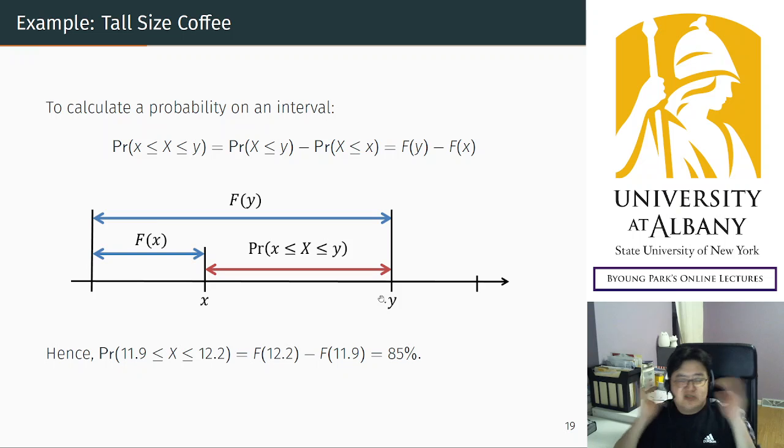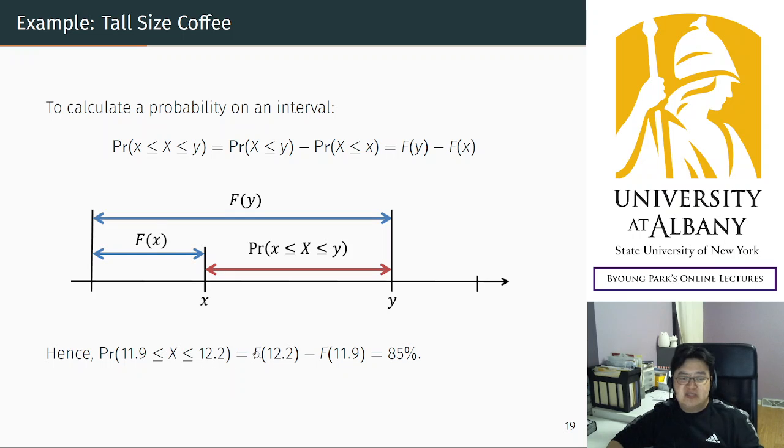which is the probability in between these two values. Make sense? So again, you may understand probability as a kind of length, right? And then it's easy. What is the length between 11.9 and 12.2?